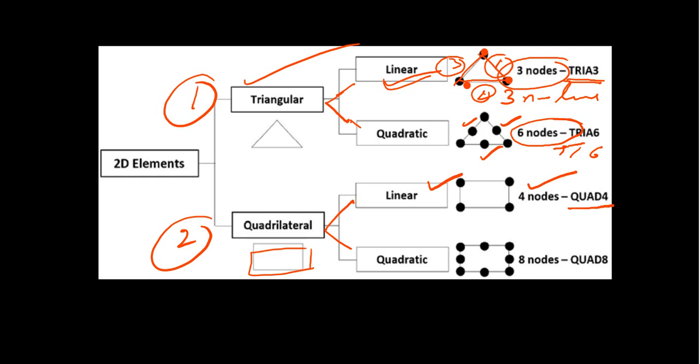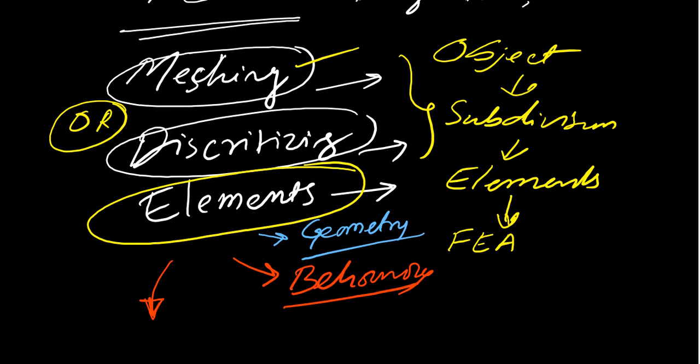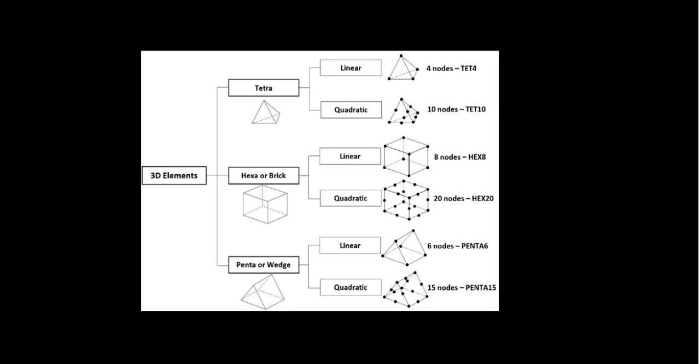Now for the quadratic quadrilateral element, at the middle of each edge one more node is added. Then it becomes 8-noded. In total there are 8 nodes here, so quad 8. So these are the two-dimensional elements. Now, what are the three-dimensional elements? In short we can say 3D elements: one is tetra, another is hexa, and then penta. Tetra, hexa, penta. These are the three-dimensional elements.